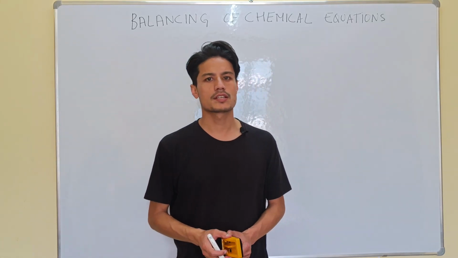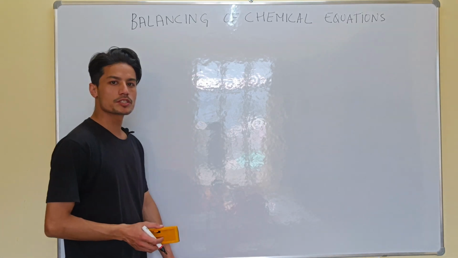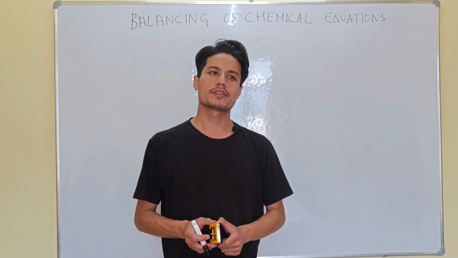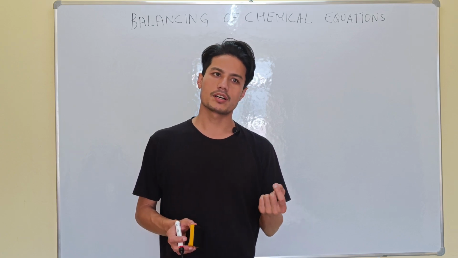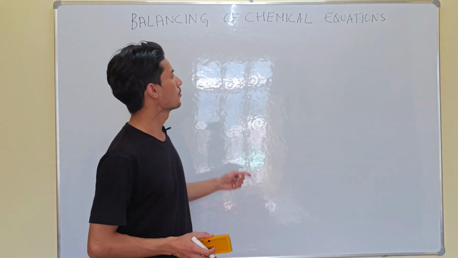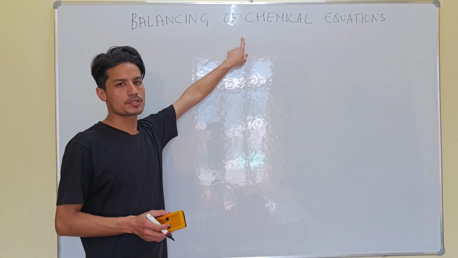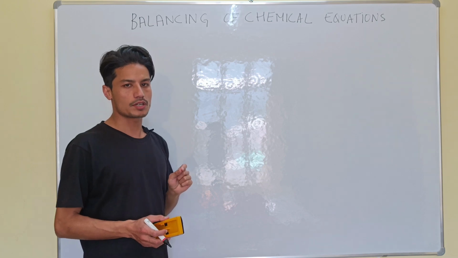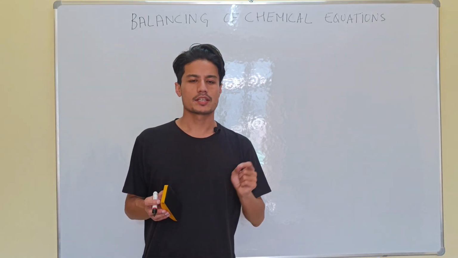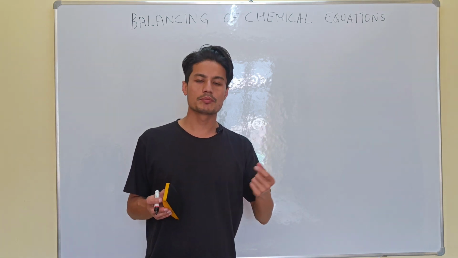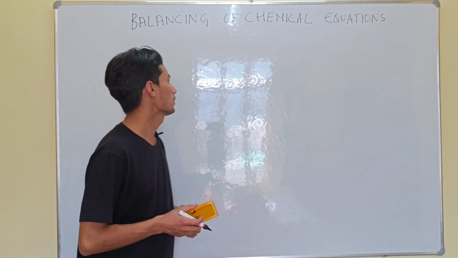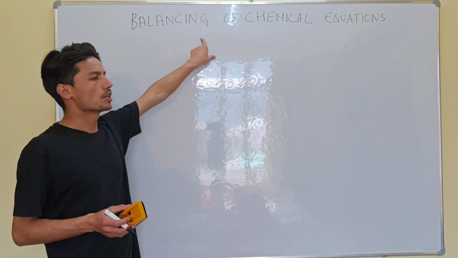This is the second class, and in today's class I will be teaching you balancing of chemical equations. In the previous class we learned about what chemical equations are, and about the word equation as well as a skeletal equation. Now moving forward we will be learning balancing of chemical equations. This is very important for class 10 students. You should know how to balance chemical equations, and it is very easy. It is so easy that by the end of the video you will be able to solve how to balance chemical equations. So let us start.